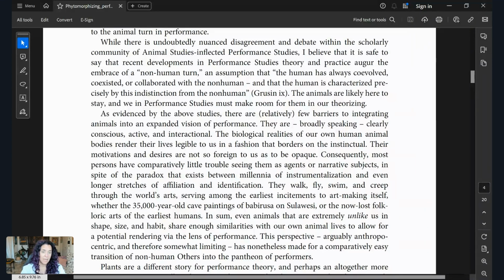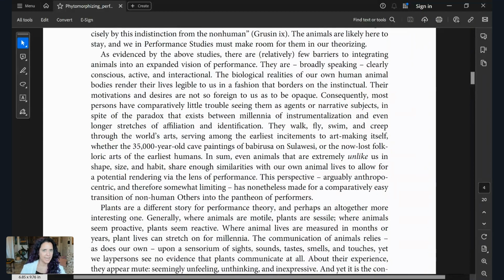Technically, yes. An assumption that the human has always co-evolved, coexisted, and collaborated with the non-human, and that the human is characterized precisely by this indistinction from the non-human. The animals are likely here to stay, and we in performance studies must make room for them in our theorizing. Okay, I'm gonna hope we're gonna get to the plants soon.